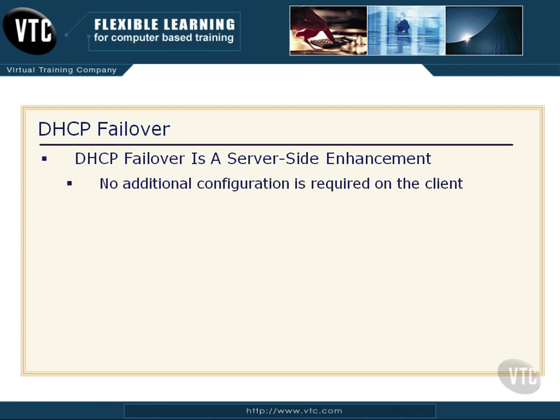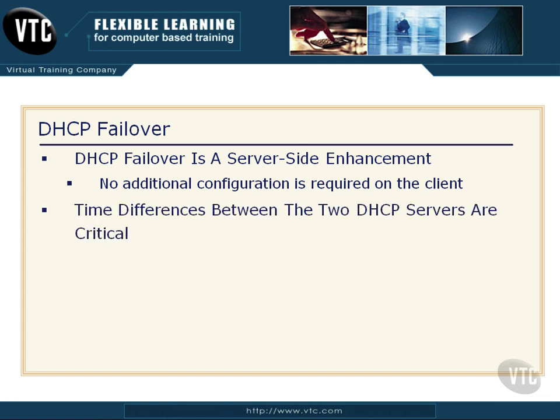Now, watch for this on the exam. DHCP Failover is a server-side enhancement. Said another way, you're going to set this up on the server. There's no additional configuration required on the client. The client doesn't really understand anything's different. They're sending out their broadcast on startup or when they're trying to renew their leases, and a DHCP server is responding. Watch for this also when you're setting this up, and this can be a problem. They could exploit this on the exam, so make sure this makes sense to you.